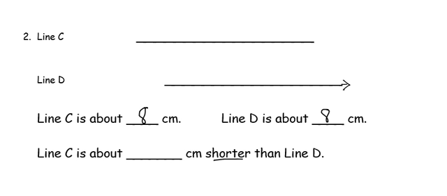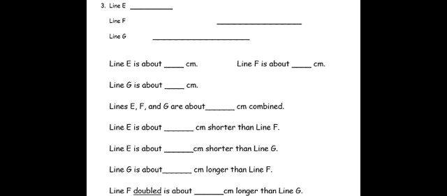But the key here is that line C starts at a different point. So if you were going to compare these lines visually, you would want to line both of them up, one on top of the other. So that can be a little deceiving for students if they don't pay close attention to where the lines start. The key here is that line C is 8 centimeters and line D is 8 centimeters. So line C would be 0 centimeters shorter than line D.